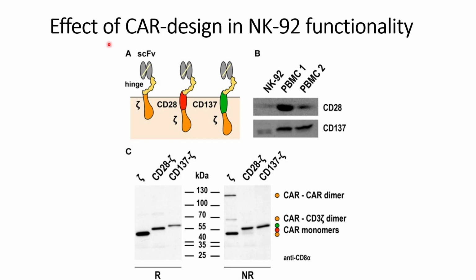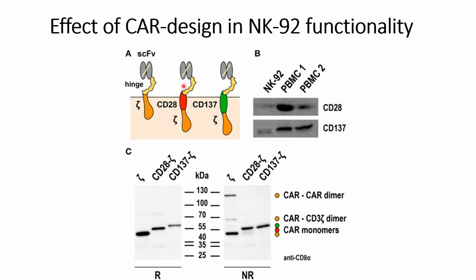In this video, we will discuss the effect of CAR design on NK-92 functionality. In panel A, we see three different kinds of CAR design, from two different generations. The first is the first generation, which has only one signaling domain, CD3 zeta, and which is also found in the endogenous NK-92 cells' transmembrane region, and it is connected with the single chain fragment variable using a hinge. The hinge is made up of the CD8 alpha region.